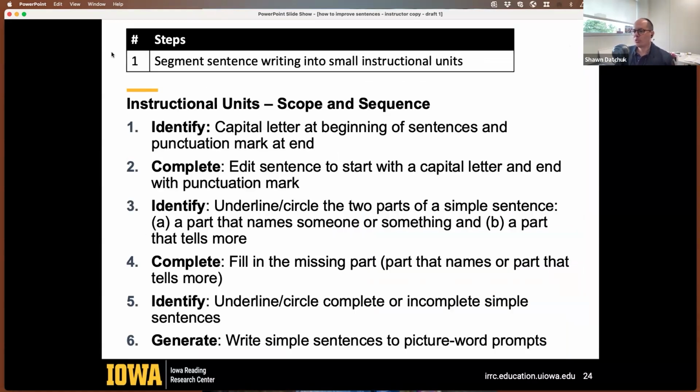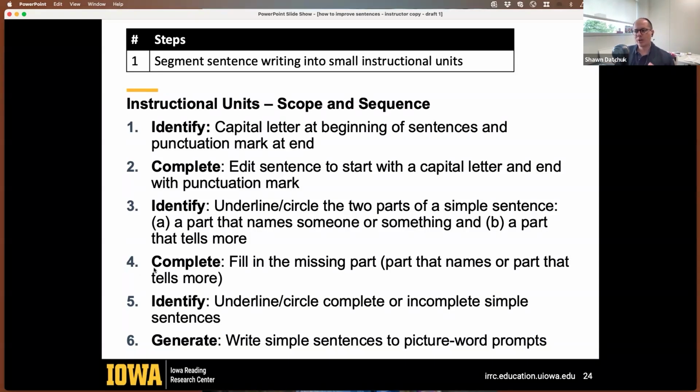So picture word prompts are used across these instructional units. Here would be a research-based scope and sequence if you're looking at teaching a simple sentence. It could go from identify, so students identify the capital letter at the beginning of sentences and a punctuation mark at the end. Once students can identify that, they work on completing, so there are blanks left where a student might have to add in a capital letter at the beginning and add in a punctuation mark. Then they go to identify, where now they're reading sentences and identifying the two parts of a simple sentence, a part that names and a part that tells more. We'll get to that soon, on why that sort of odd language is used.